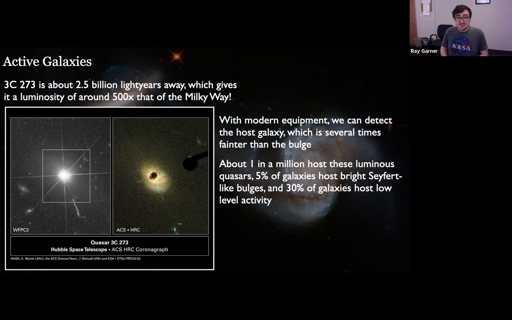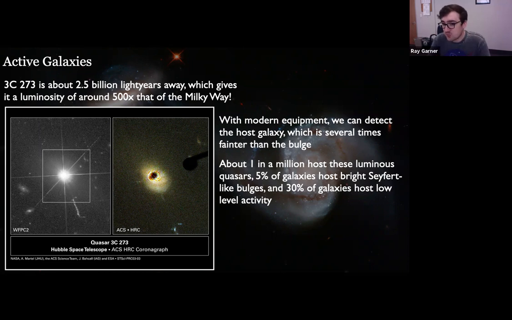About 1 in a million galaxies host these luminous quasars. About 5% of galaxies host those bright, Seyfert-like bulges where we could see the disk relatively easily. And about 30% of galaxies host some low-level activity. Now, what is causing all this? I imagine many of you already know the answer because I'm using the word quasar.